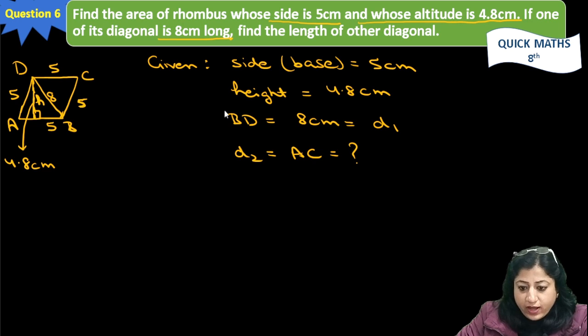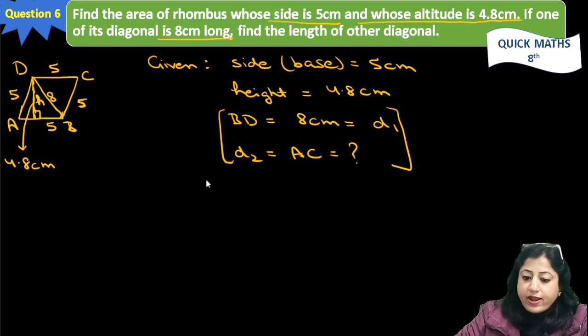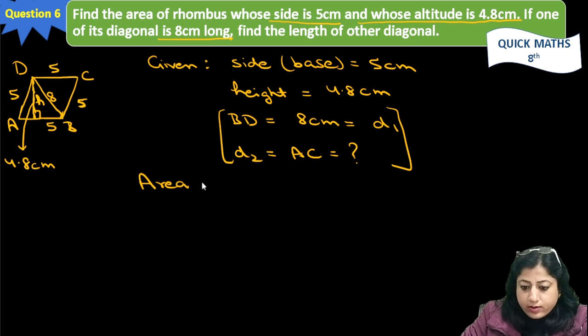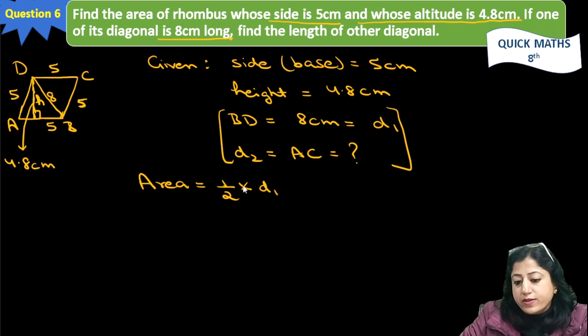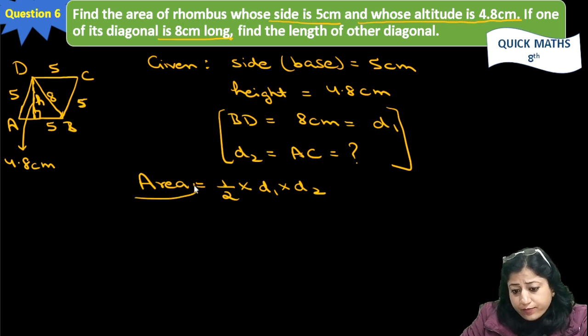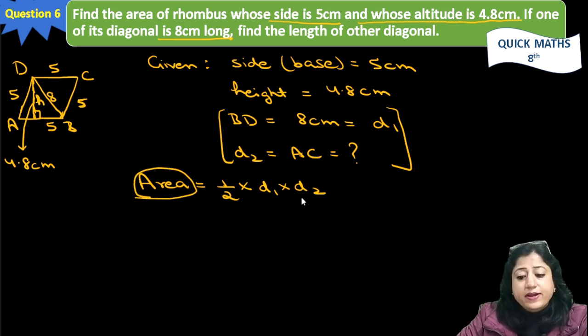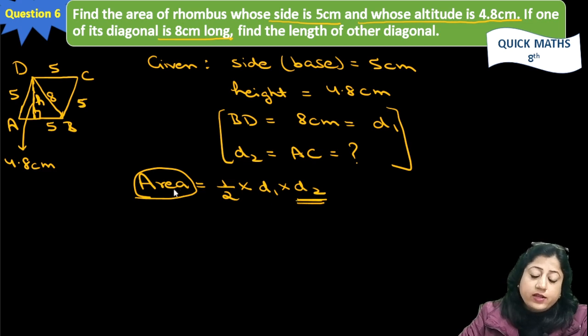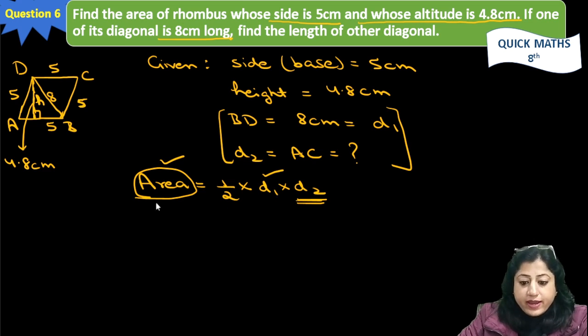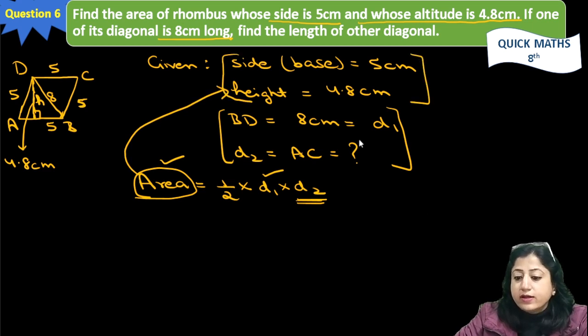So according to formula, for diagonals we can write, the area of rhombus is half D1 into D2. But in this case, we don't know the area, because if we want to calculate the diagonal D2, then the two parameters area and D1 both must be known. But here area is missing. So first we will calculate the area by these parameters. Using these parameters, we will calculate the area.